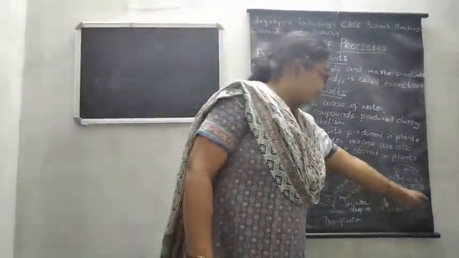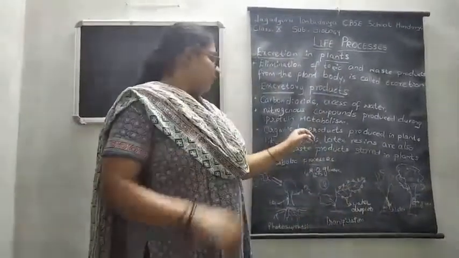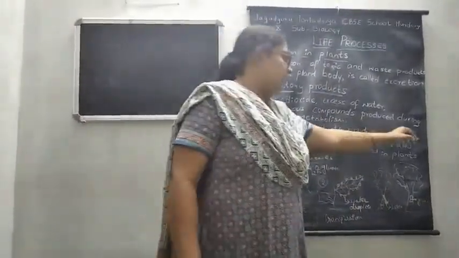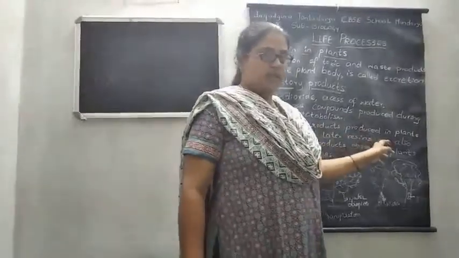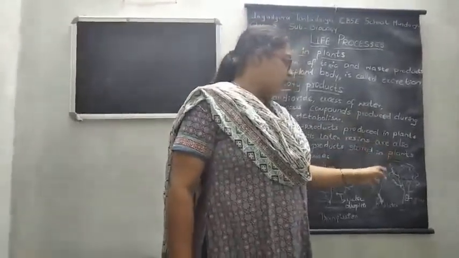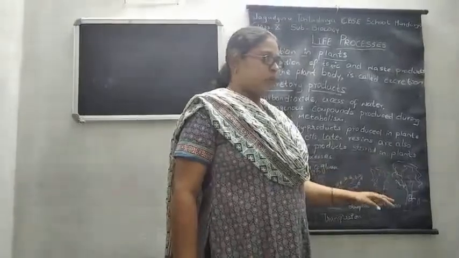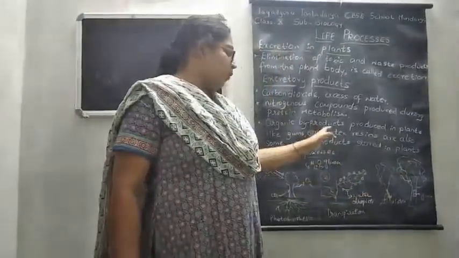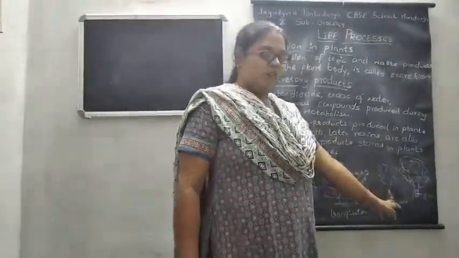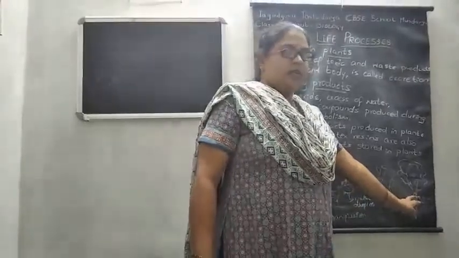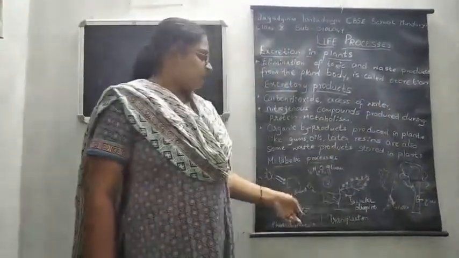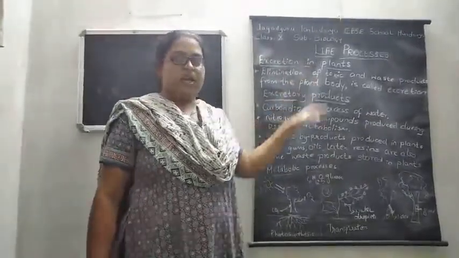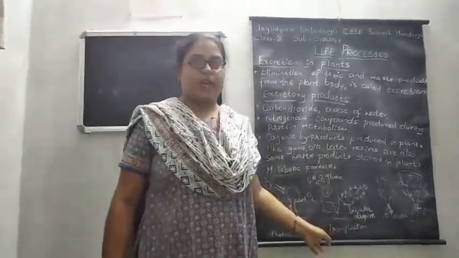Whereas latex and gums are the organic byproducts produced in the plant, and these are waste products. They are stored in the plant, but they do not cause any kind of harm. The plant will remove those organic byproducts in the form of a white colored liquid as well as a gum or a jelly-like material called resins. This is about excretion in plants. Understood? This is the last topic that I have told now.